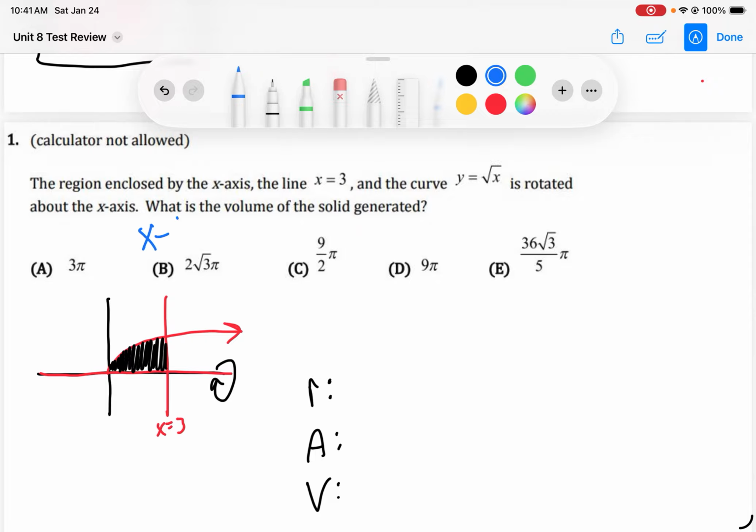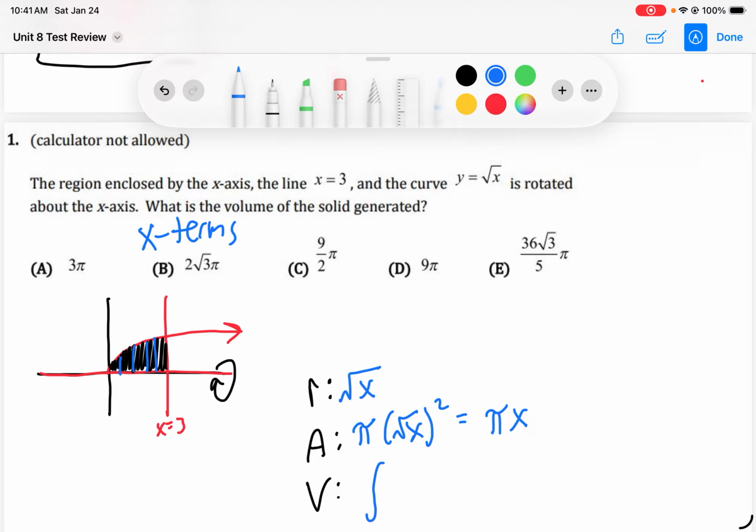By the way, these always are going to be in x terms if I'm rotating around a horizontal axis, which looks like the x-axis. If I was to rotate around a vertical axis, like the y-axis, everything needs to be in terms of y. So the radius at any moment is just the function value, the square root of x. I get the area of a circle by doing pi times the radius squared, but the square root of x squared would just give you x. So the area is pi times x.